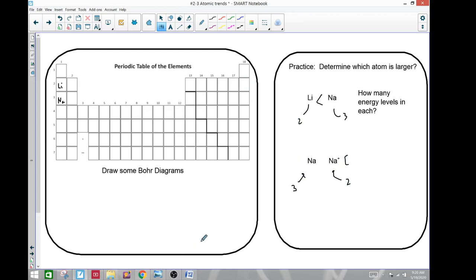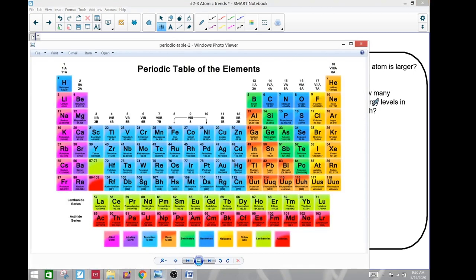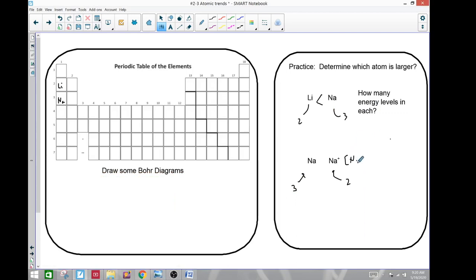Well, who's that guy? Let's go check the periodic table quick. Yeah, the sodium bumped back to neon. So neon is what this guy is, and this guy is bigger. Not even a little bigger, a lot bigger.